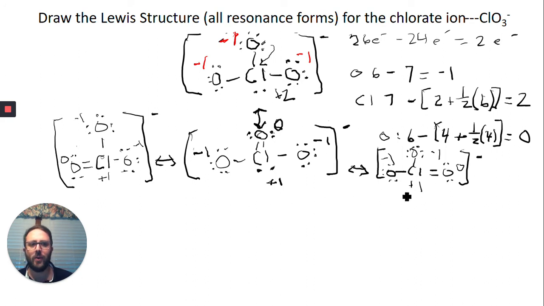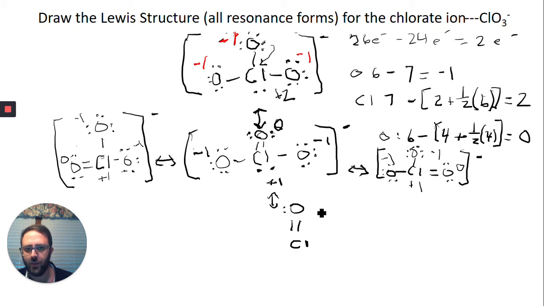Okay, so now we have gotten the chlorine to a positive 1. We can get it to a formal charge of 0 if we were to shift another pair of electrons. So we can have yet again another set of resonance forms. Okay, so let's draw it here. So we have that double bond here.